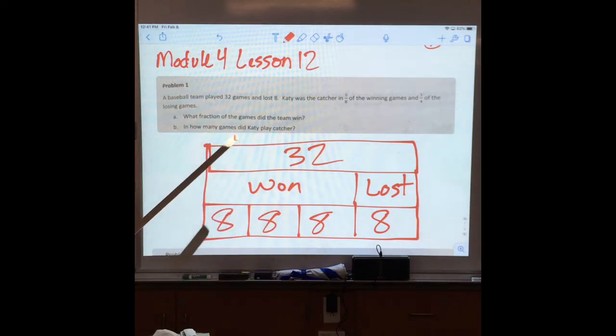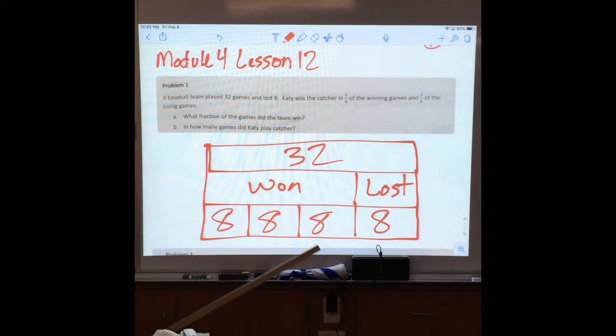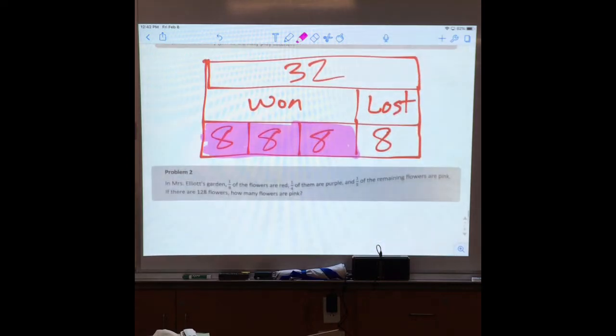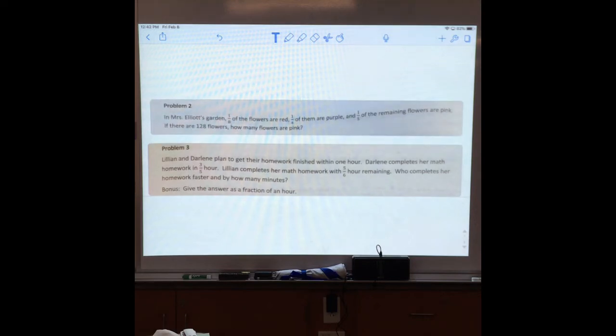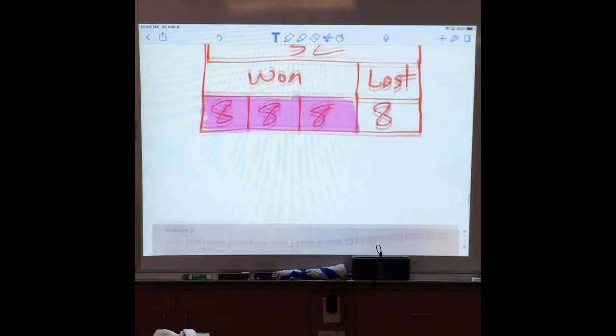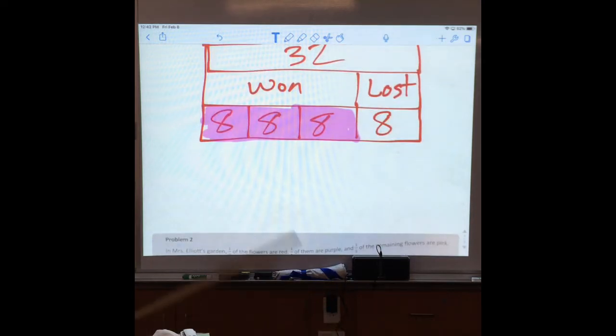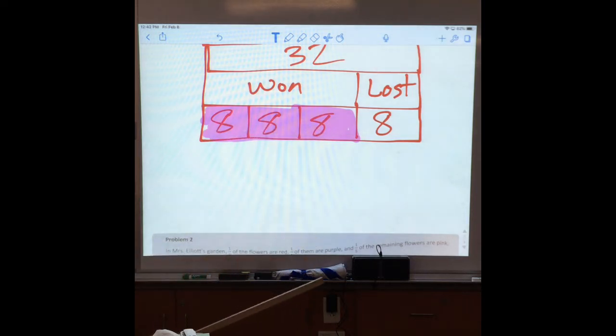So the question becomes, she was the catcher in 5/8 of the winning games. Which one of the winning games? Okay, so these are the winning games. How much are all of these equal to? Eight times 3 is 24.